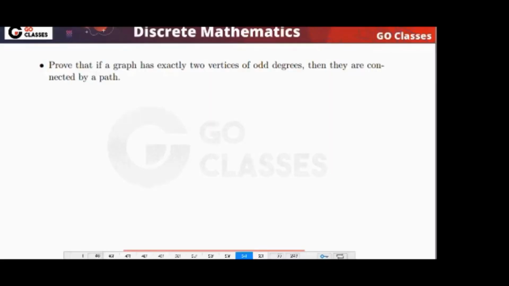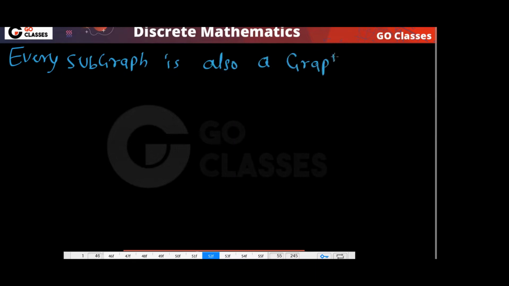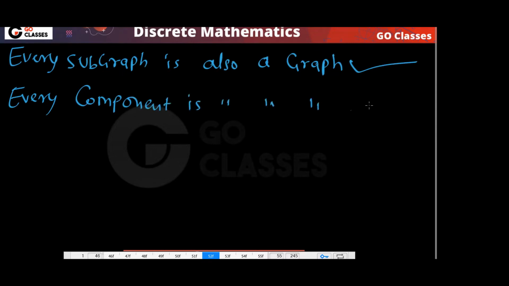Before this statement, you tell me, every component is a graph, right? Yes or no? Every subgraph is also a graph, correct? This you already know. Every component is also a graph. Correct or not?